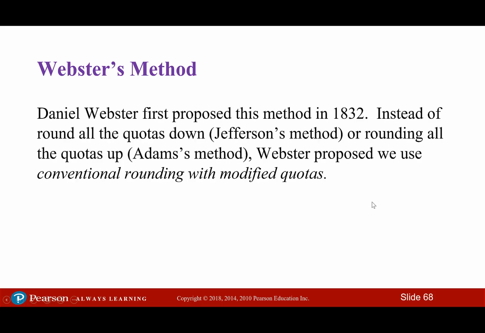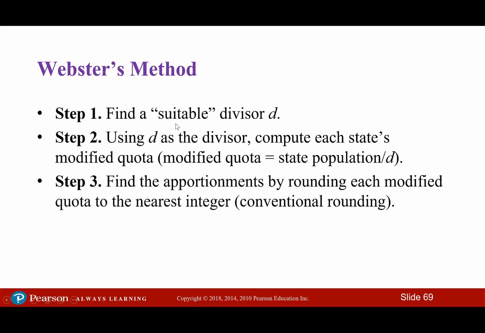Daniel Webster proposed, hey, hold on, how come we're rounding down, and then how come we're rounding up? Why don't we just use rounding like it normally should be done? If it's 0.5 or higher, you round up, and if it's less than 0.5, you round down. That looks so easy, makes sense. So that's the Webster method. Find a suitable divisor, and as you apportion it out, just round like we normally round. It's called conventional rounding, or rounding to the nearest integer.